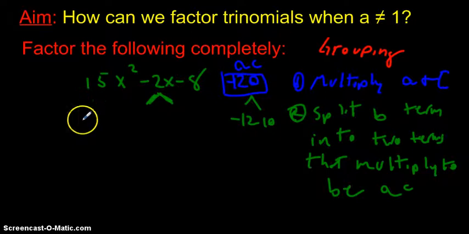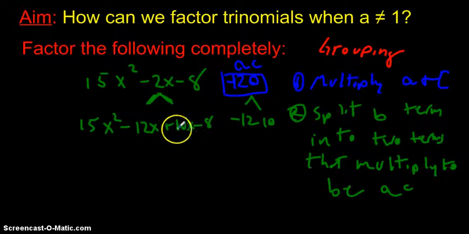Alright, so this becomes 15x squared minus 12x plus 10x minus 8. And there are a billion ways we can break this down. There are infinitely many ways we can find two numbers that add up to be negative 2, but this is the only one that multiplies to be negative 120. And then the question comes, why do we do that?